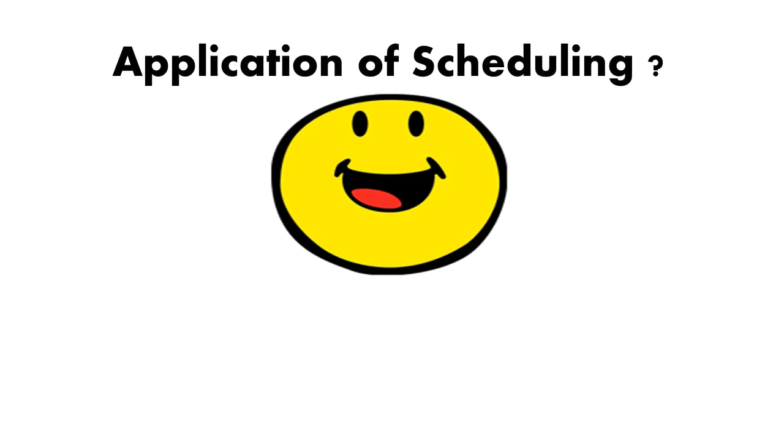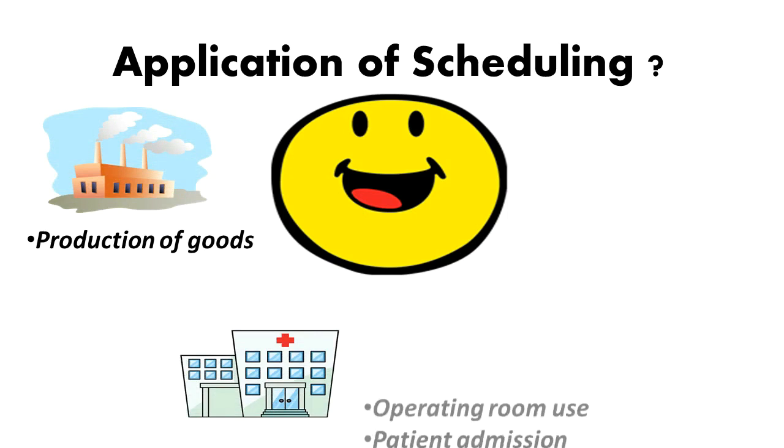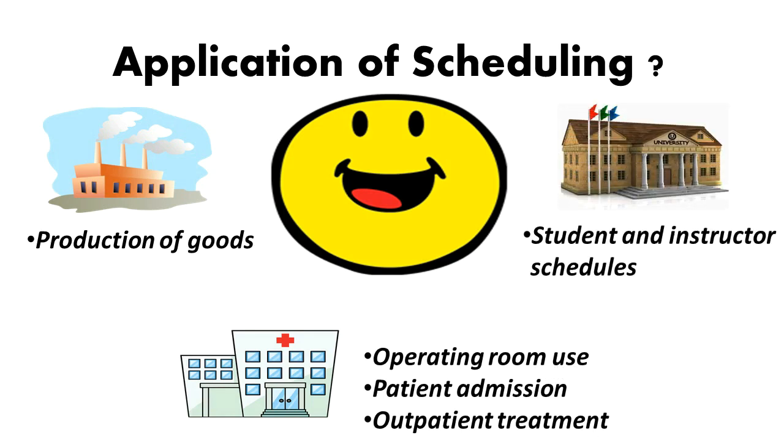Now, you must be wondering, where does scheduling apply? The application of scheduling is very wide. For example, scheduling is used at the factory for the production of goods. It is also used at the hospital for the arrangement of operating room, patient admission and outpatient treatment. The university also uses scheduling to arrange the student and instructor schedules.